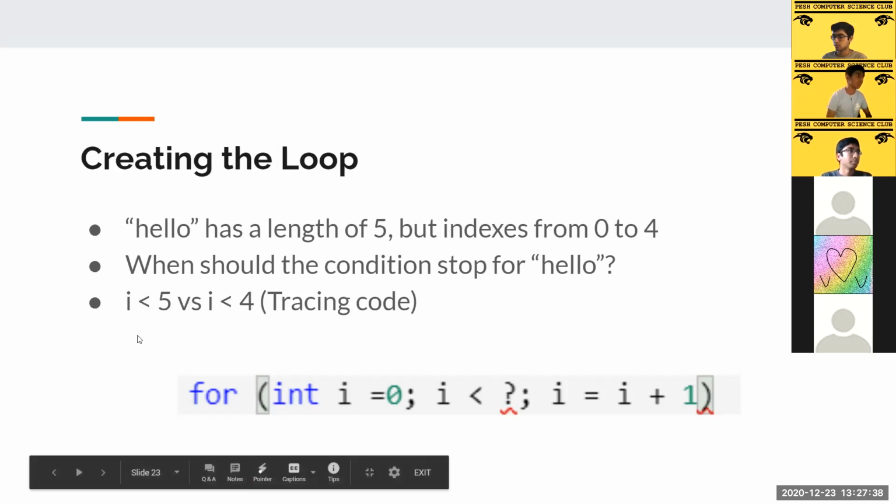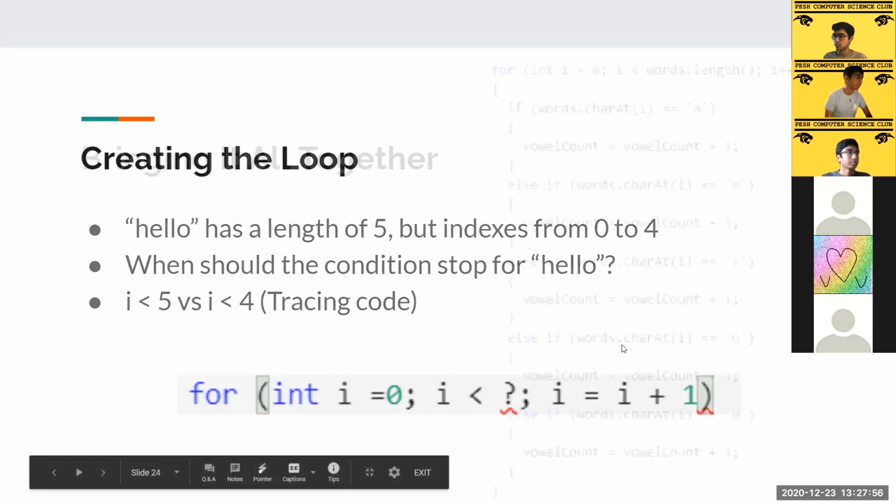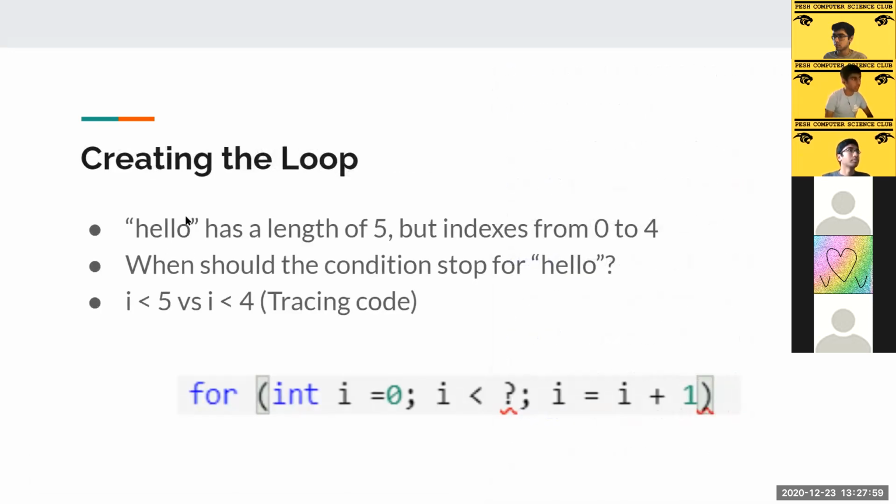So the reason we want to do I less than 5 is because I would be able to go through every single index. If anyone wants me to show going through every single index, I can, but I don't want to spend too much time here. I less than 4 would not work because you would not go through the letter O. When I equals 4, that's the 4th index, and 4 is not less than 4, so your for loop would not work anymore, and you wouldn't be able to go through the last character.